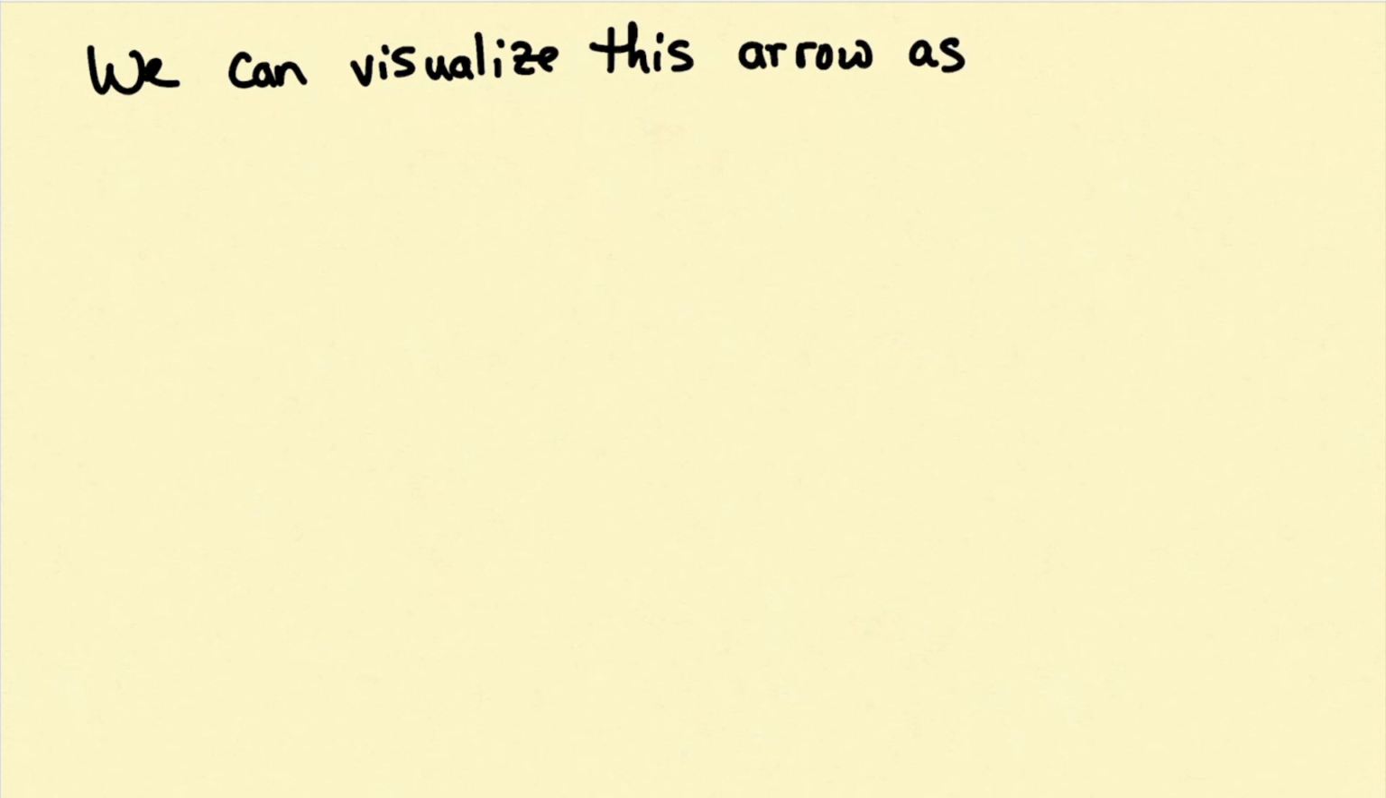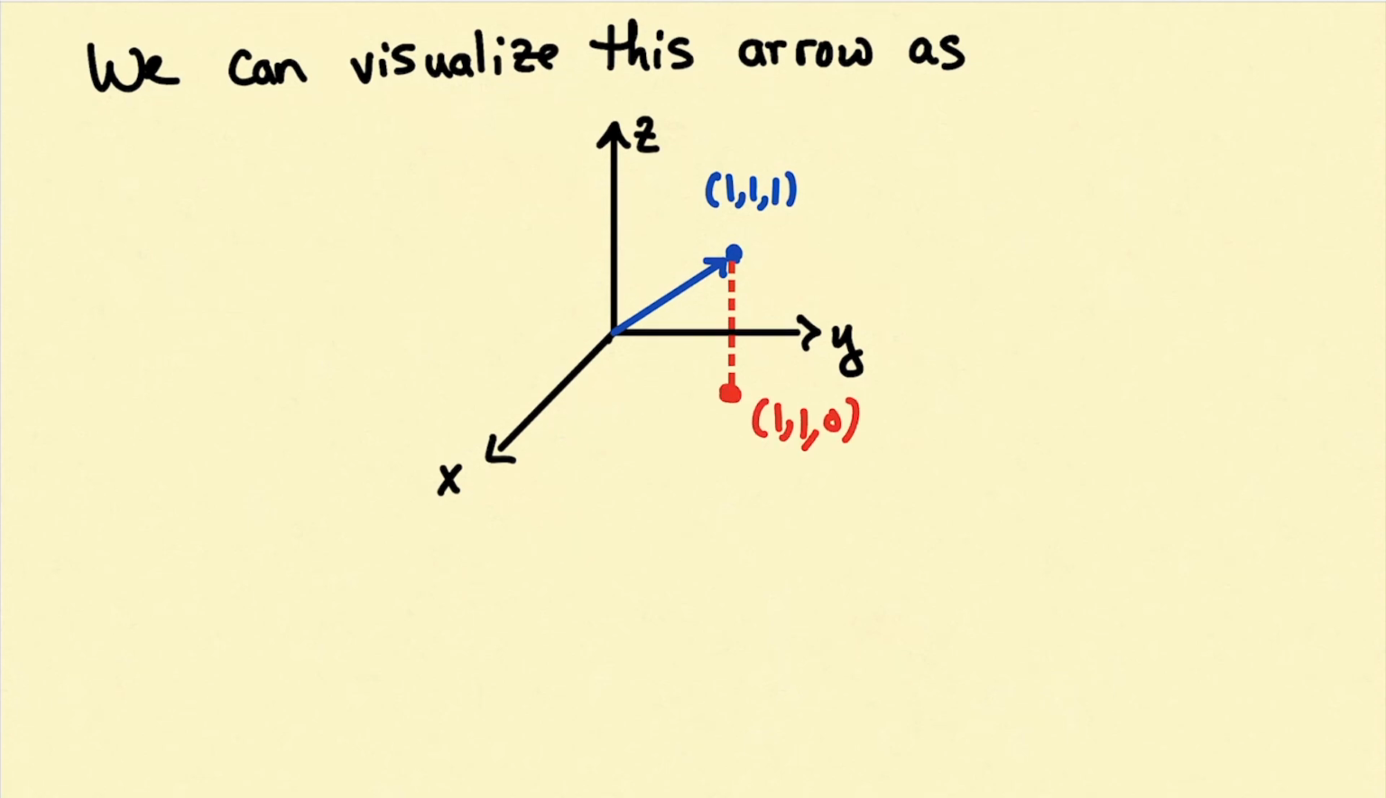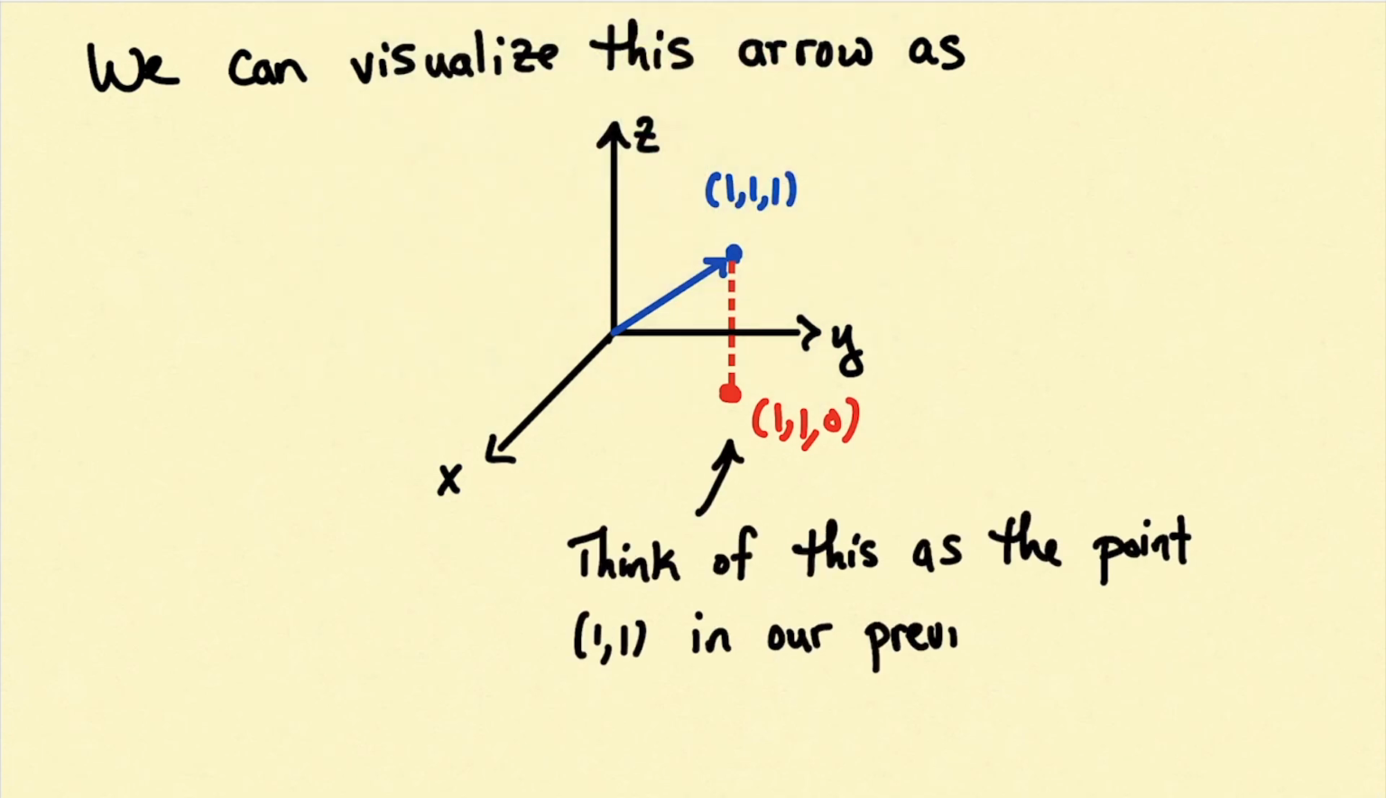We can visualize this arrow as the following. So the blue arrow points from the origin up to the point (1, 1, 1). If we drop a line directly from the tip of our arrow to the floor, this red dotted line is 1 unit tall, and it should point to, in 3 dimensions, the point (1, 1, 0), which corresponds to the point on the floor that we think of as (1, 1) in R2.